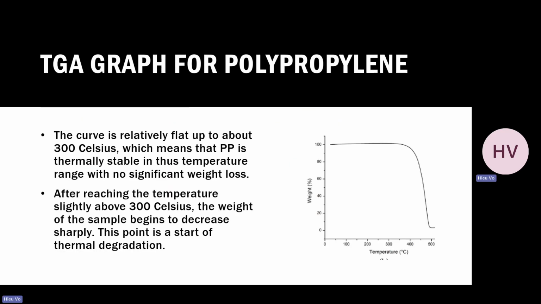Next, the TGA graph for the polypropylene. Based on the picture right here, we can see that the curve is relatively flat up to 300 Celsius. This means that polypropylene is thermally stable in this temperature range with no significant weight loss. After about 300 Celsius, it starts to decrease sharply. This point is called the thermal degradation point.